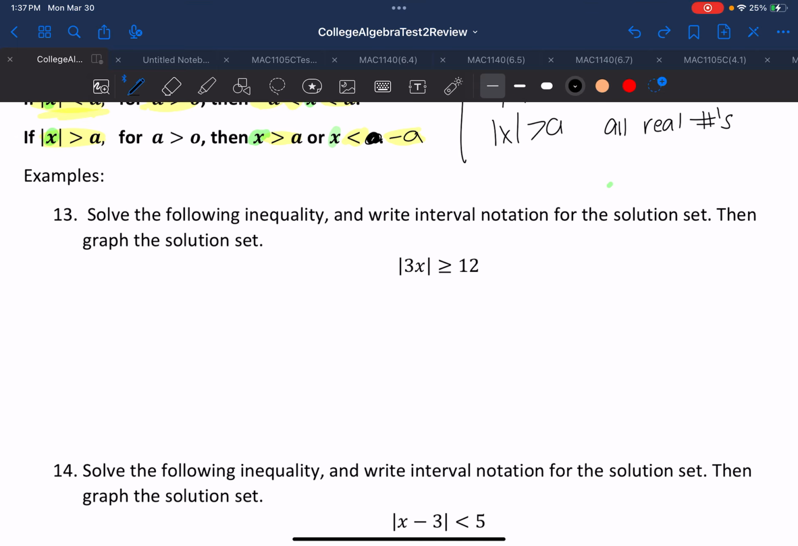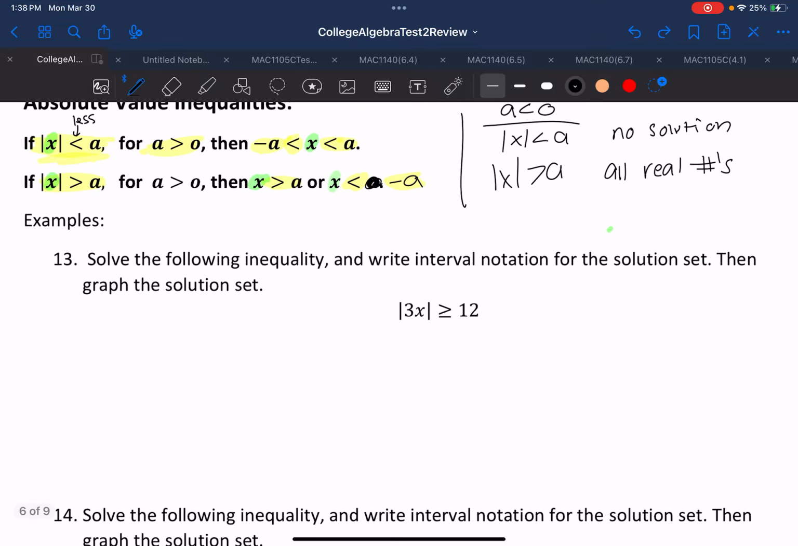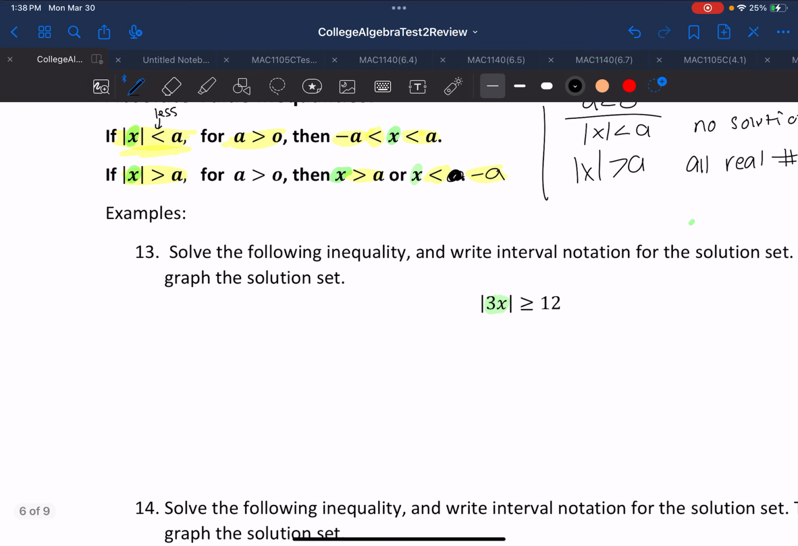Okay, so 13 says solve the following inequality and write interval notation for the solution set, then graph the solution set. So this one, the absolute value is already by itself, so we can go ahead and use one of those rules. And we have that the absolute value of 3x here is greater than or equal to 12. 12 is positive, so we are in this second case over here.